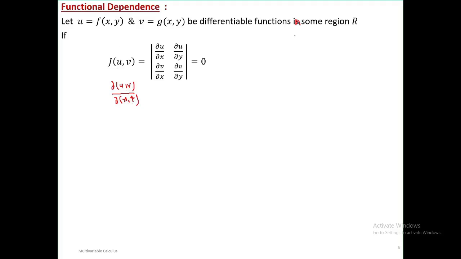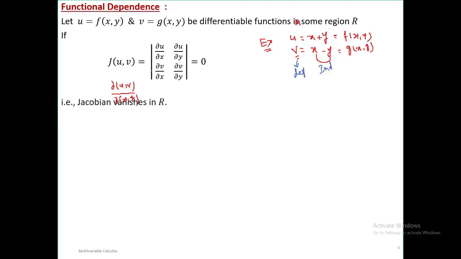If you know x and y values, for example, look at this: u is equal to x plus y. That means u is a function of x and y, f of x and y. Similarly, v is a function of x and y, that means g of x and y. Now if you know x and y values, then I can find the v value. Therefore, x and y are independent variables, and u is a dependent variable. Similarly, v is dependent, x and y are independent. So the independent variables you have to write in the denominator, and the dependent variables you have to write in the numerator, like this: dou of u comma v.